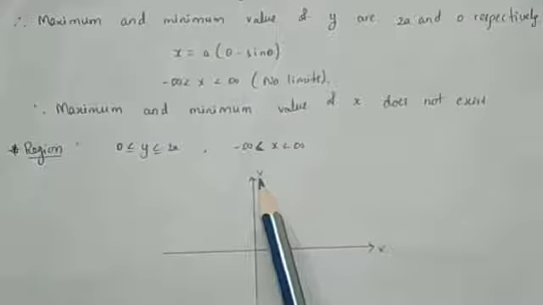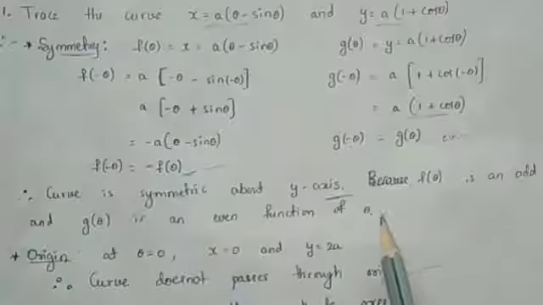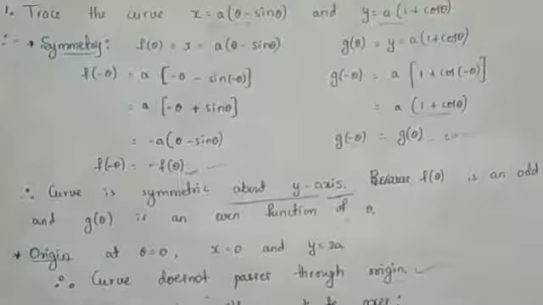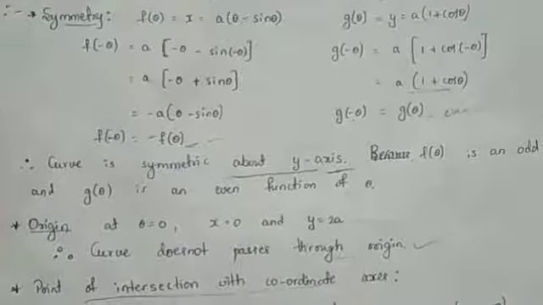Next we trace the curve. This is the x-axis and this one is the y-axis. The first point is the symmetry. The curve is symmetric about the y-axis. The next one is the origin. The curve does not pass through the origin.